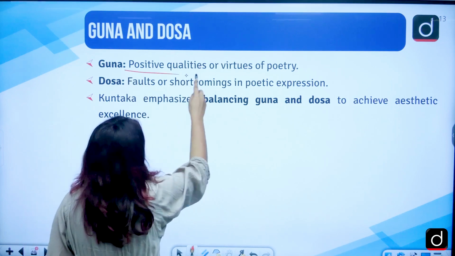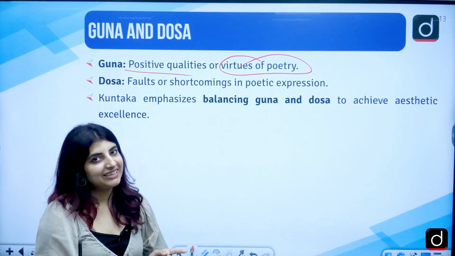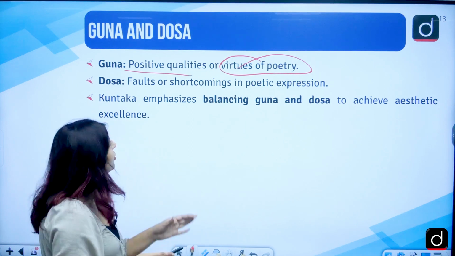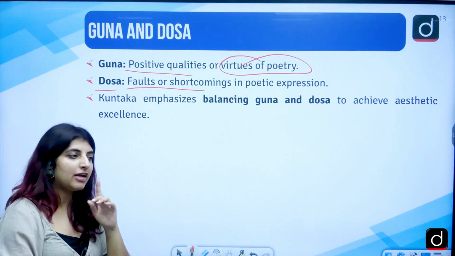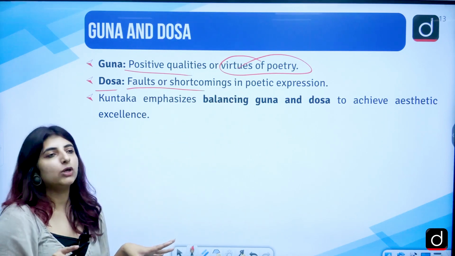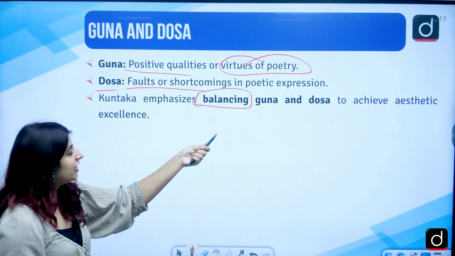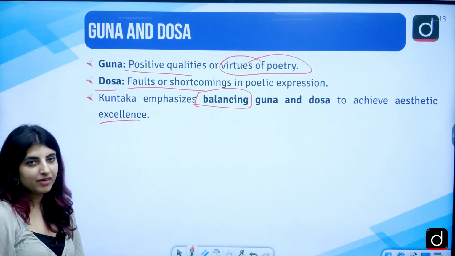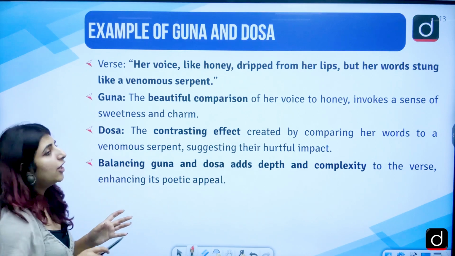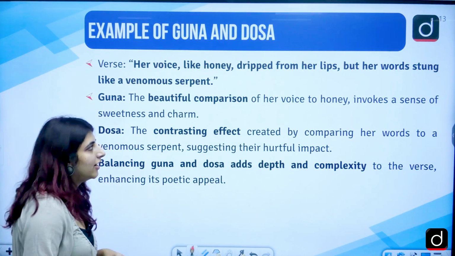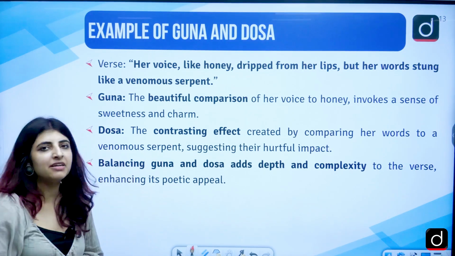So of course, positive qualities, the virtues of poetry we are talking about in here, because we are dealing with aesthetics, Indian aesthetics and the poetic language. Then dosh, faults or shortcomings in any kind of poetic expression, and Kuntaka says that both of these are required in a piece of poetry, and one should know how to balance the gun or dosh to achieve the aesthetics. Correct? So we are going to see an example here of gun and dosh here. Her voice, like honey, dripped from her lips, but her words stung like a venomous serpent.